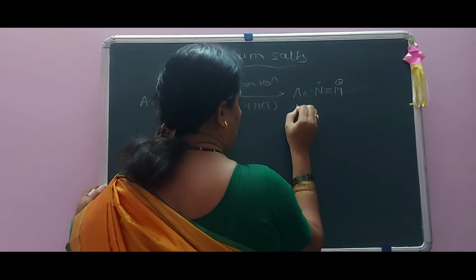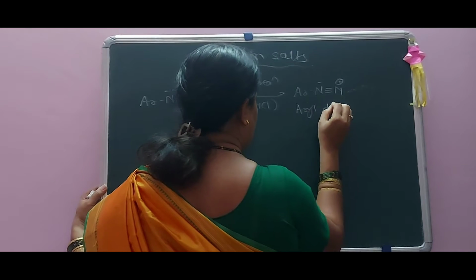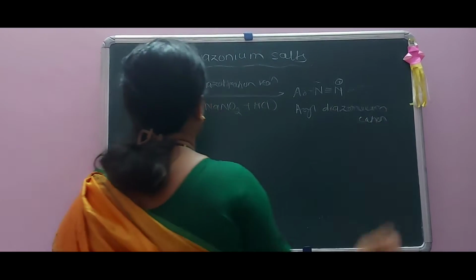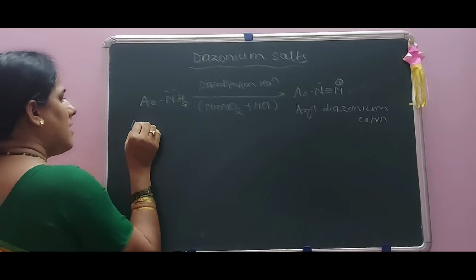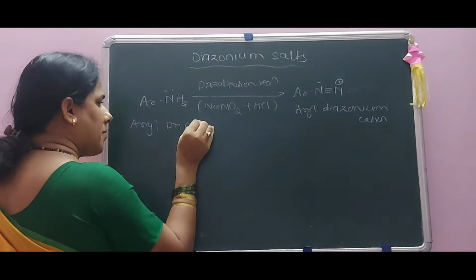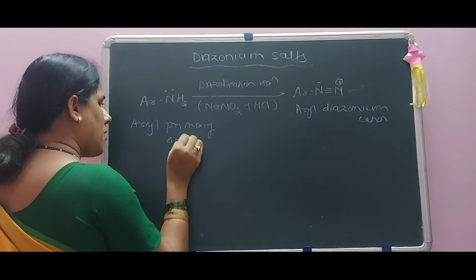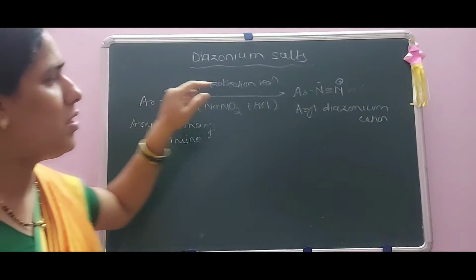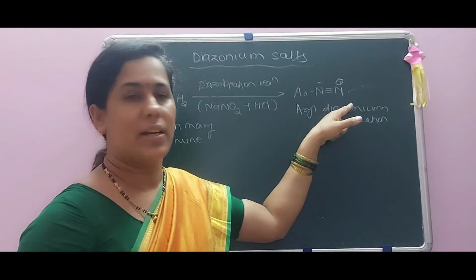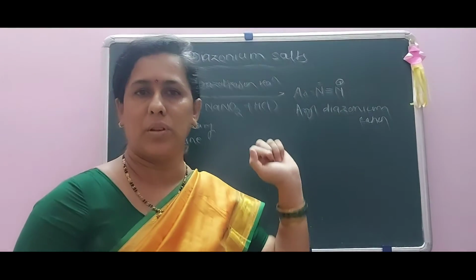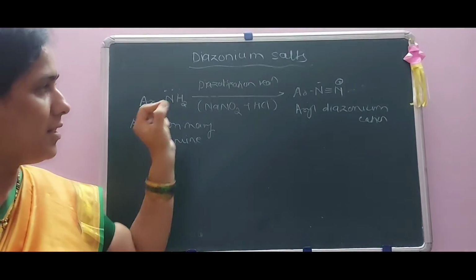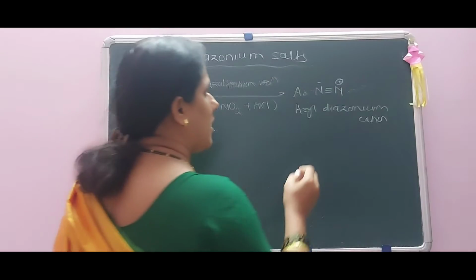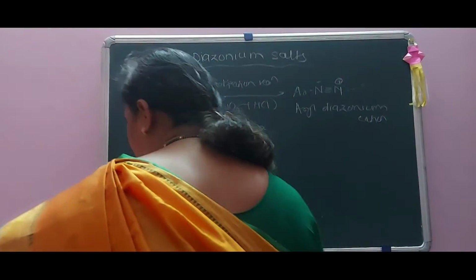NH2 is converted into a what? Aryl diazonium cation. Okay. Now this is the aryl primary amine. What is the basic reaction here? That is conversion of this primary amine into this diazotized cation. That is NH2 into N2 plus, and here also Cl minus.